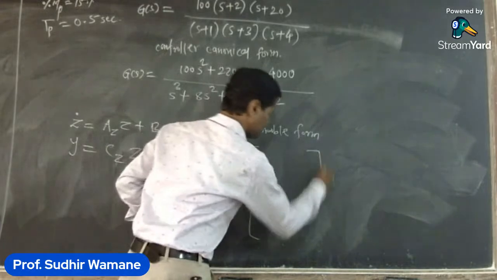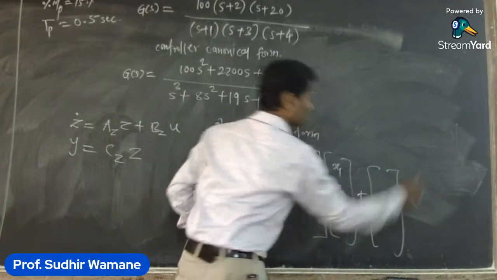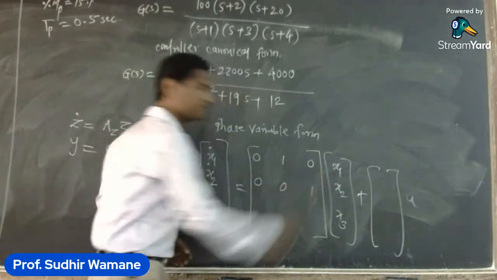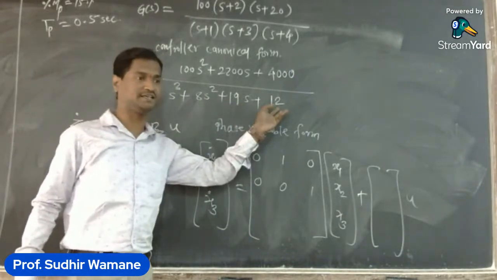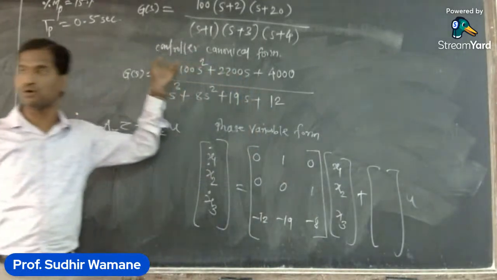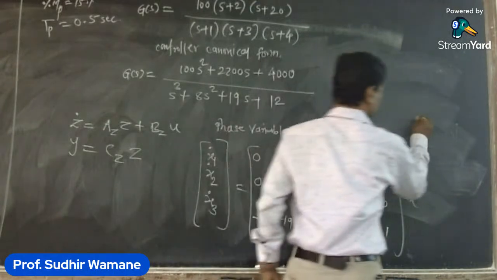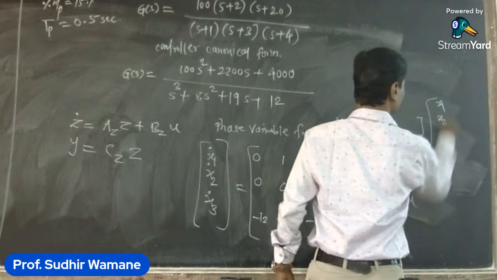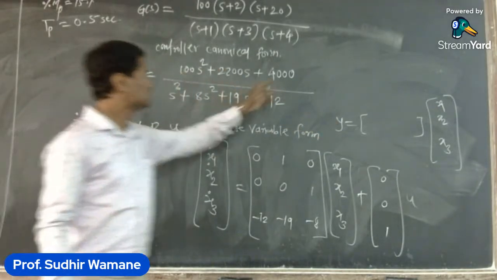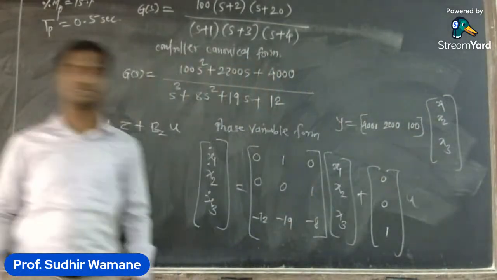Is equal to matrix A into x1, x2, x3 plus B matrix into u. Right? In a phase variable form, I know that the first two rows are constants, with values 0, 1, 0 and 0, 0, 1. The last row represents the denominator terms in the reverse order with a negative sign: minus 12, minus 19, minus 8. The B matrix will be constant: 0, 0, 1. And the output equation y is equal to the C matrix into x1, x2, x3, and the numerator coefficients get reflected in the C matrix in the reverse order with the same sign, that is 4000, 2200. This is in a phase variable form.